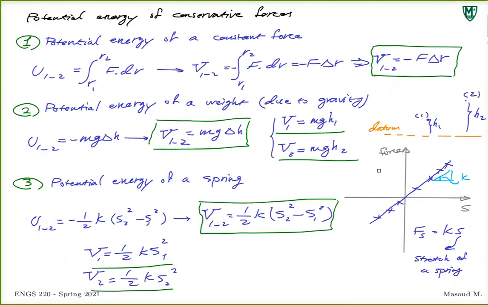When you use conservation of energy, there are three types of conservative forces: potential energy of a constant force, potential energy of a weight due to gravity, and potential energy of a spring. And we said the difference is that when we look into potential energy, for instance, of a weight, we have to establish some zero potential line. Once you establish that, every time you want to write the potential energy for your particle at any given moment, you just find the height from that zero potential line or datum.